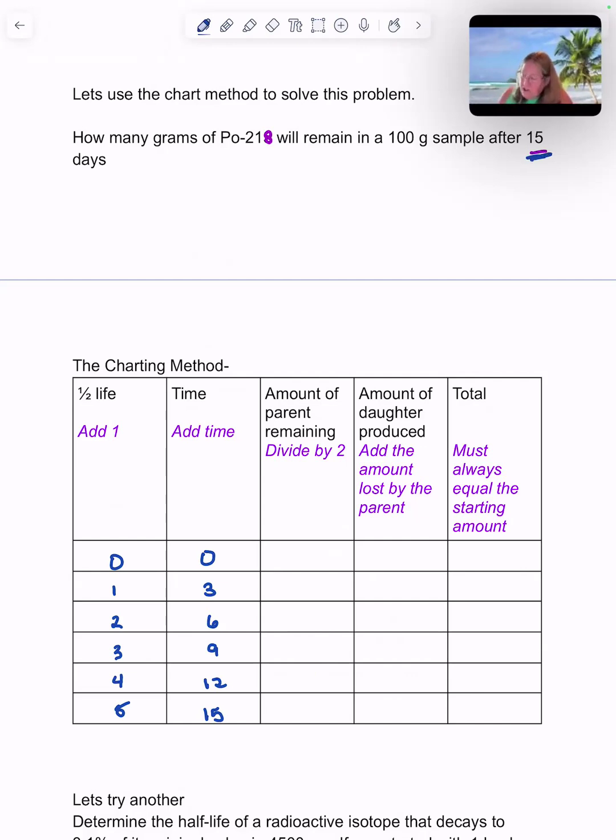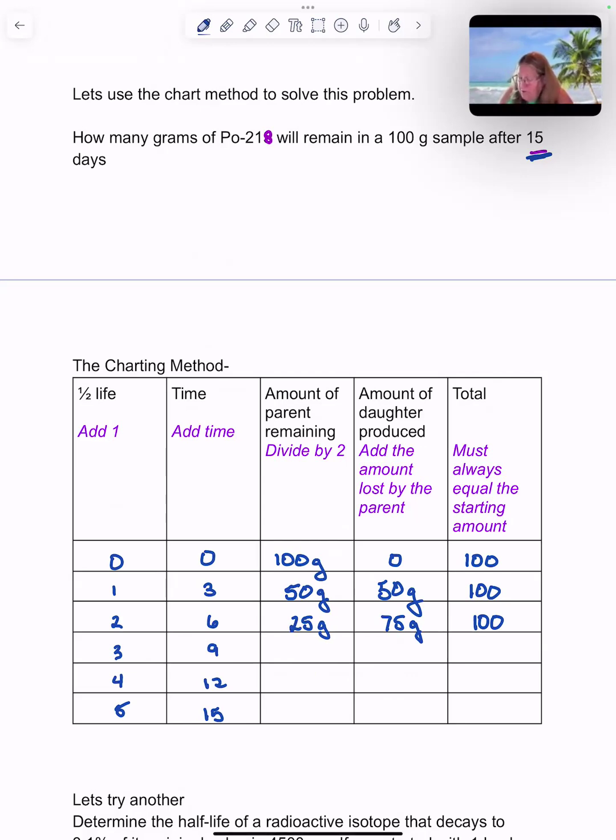Okay, our parent started at 100 grams. We had no daughter. Our total of these two has to be 100. So at 1 half-life, we're at 50 grams of our parent, and we have 50 grams of our daughter for a total of 100 grams. Remember, law of conservation of mass still holds. The parent's going to go down by 2, so I'm going to divide 50 by 2 to get 25. I'm going to add that the parent lost, it lost 25 grams, to the daughter, so this is 75 grams, and our total has to remain 100. Some students find it easier to know that it has to stay 100 and subtract the parent. That tells you how much is daughter.